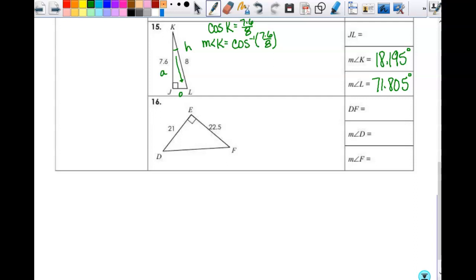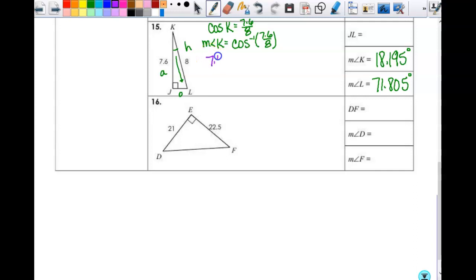All right, so now I need to find JL. What are my options to find JL? I can do Pythagorean theorem. Could I do trig? Yes, and if I did, I would have to use a stored angle measure. Either I'd have to go ahead and store angle L, or I already have K stored, and I could use that one and do trig. But again, I don't need to. I can do Pythagorean theorem.